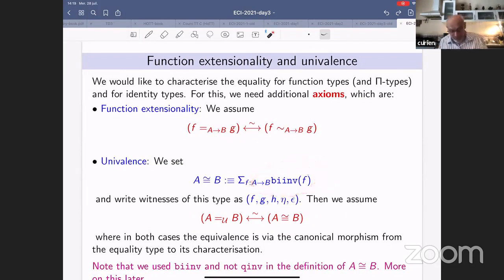Because we will see, maybe today we have time, that this is a well-behaved type in the sense that this is a proposition. We already learned about types being propositions at the end of last lecture. So this Q-inv is not, so we prefer to have a bi-inv here.